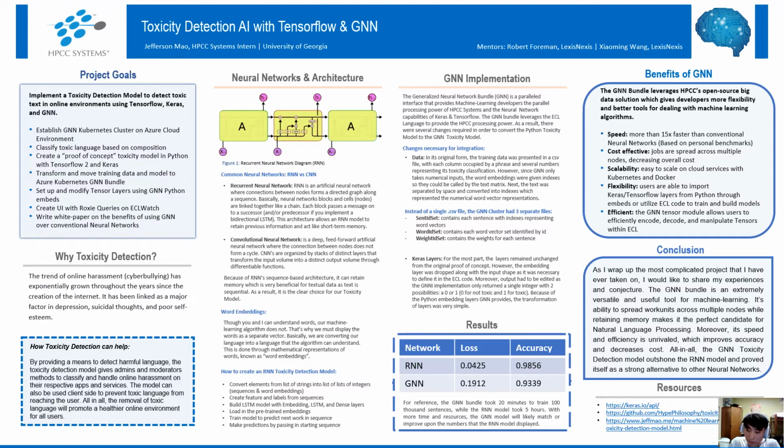Now we get to the conclusion. This was the most complicated project that I've ever taken on, and I would like to share the experiences and my final thoughts on it. The GNN bundle is an extremely versatile and useful tool for machine learning. Its ability to spread work units across multiple nodes while retaining memory makes it the perfect candidate for natural language processing. Moreover, its speed and efficiency is unrivaled. And this all improves accuracy and decreases cost, which is essential for all developers and large corporations. All in all, the GNN toxicity detection model outshone the RNN model and proved itself as a strong alternative to other neural networks, and I'm excited to see what HPCC systems will offer in the future with GNN.